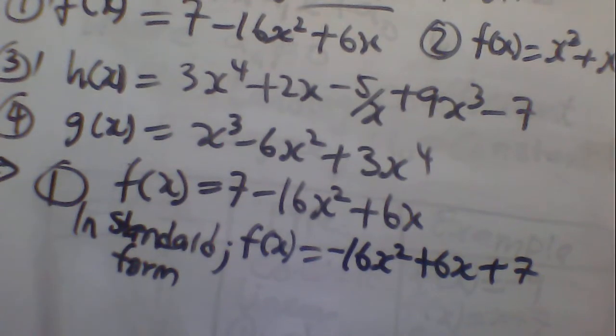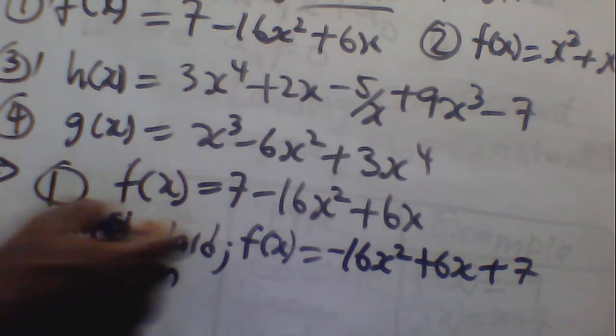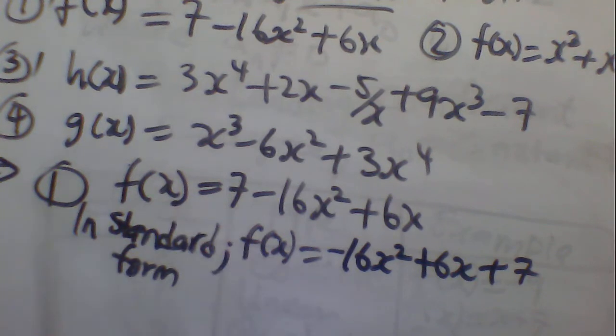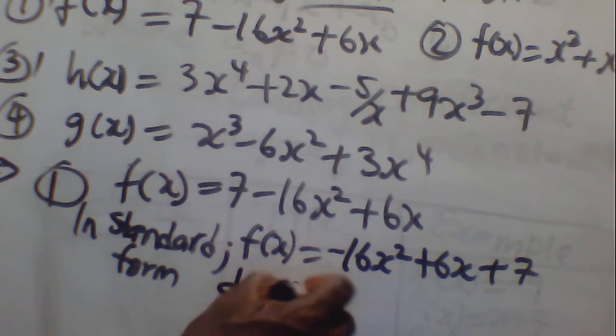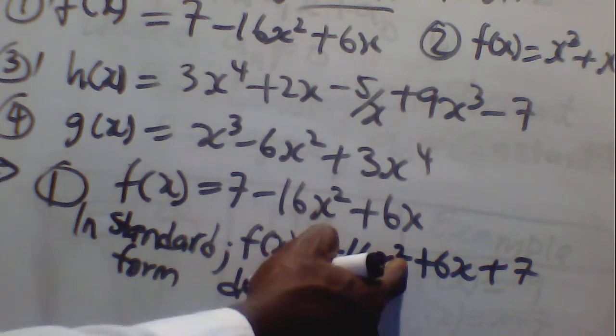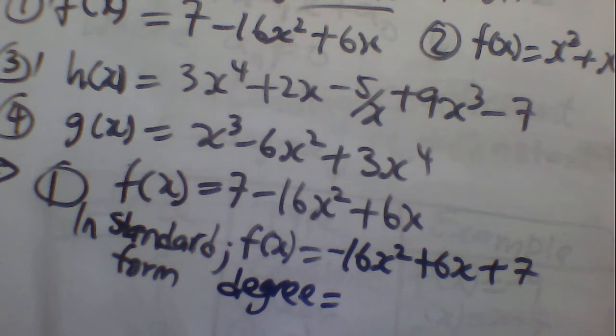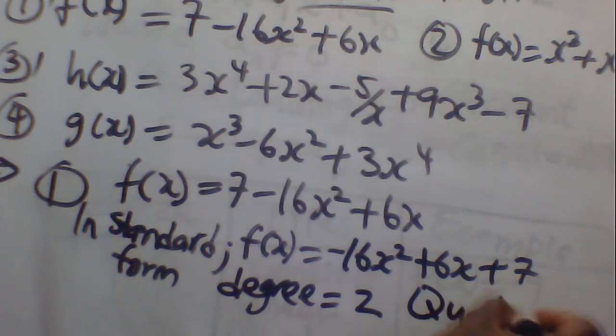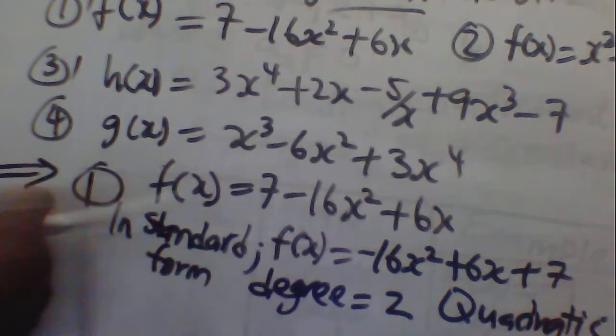The constant has no power. That's why it is of order 0, or degree 0. Therefore, it is written last. So this is how it will be in standard form: minus 16x squared plus 6x plus 7. The next thing is to state its degree. Its degree is equal to what? The highest power, or exponent. It is 2, degree 2. The third thing is the type. It's quadratic. A quadratic function.